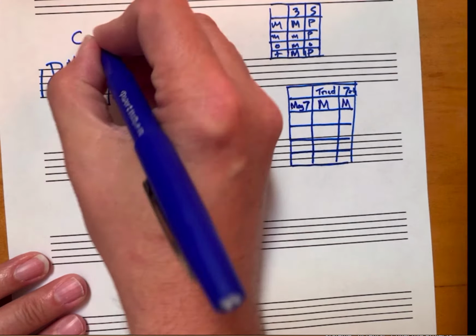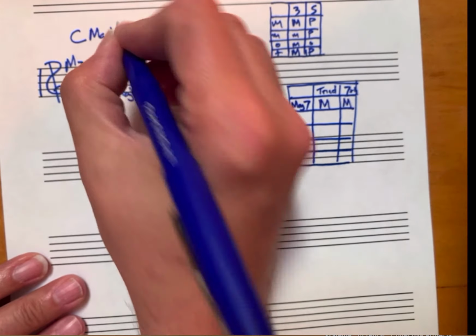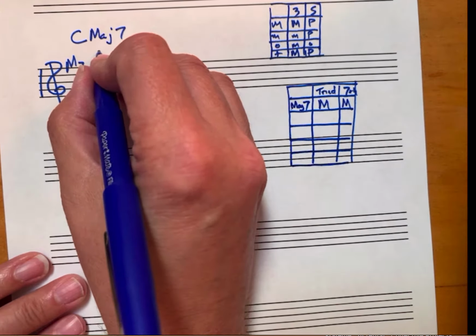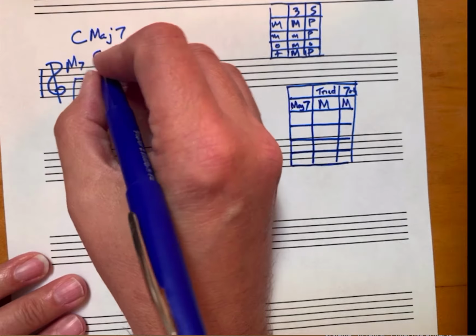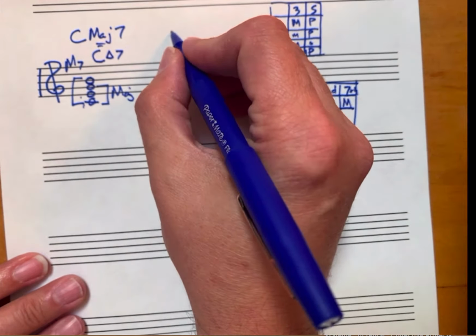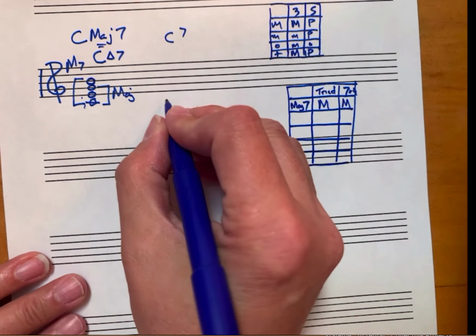And we're going to call this C MAJ 7 for now. Jazz people also call it C triangle 7. The major 7 is important. You can't call this C7 because C7 means something else. In fact, I'll show you what C7 is.